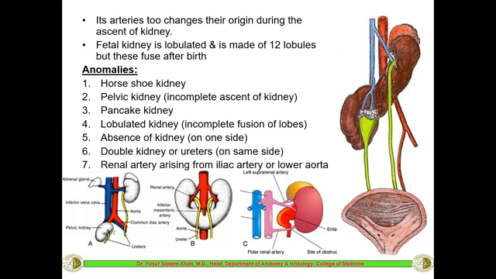So if there is a condition like this, there might be some compression arising because of this type of kidney on the blood vessel itself. Okay, so this is called the pancake kidney, when both the poles, upper pole and lower pole, are fused together.